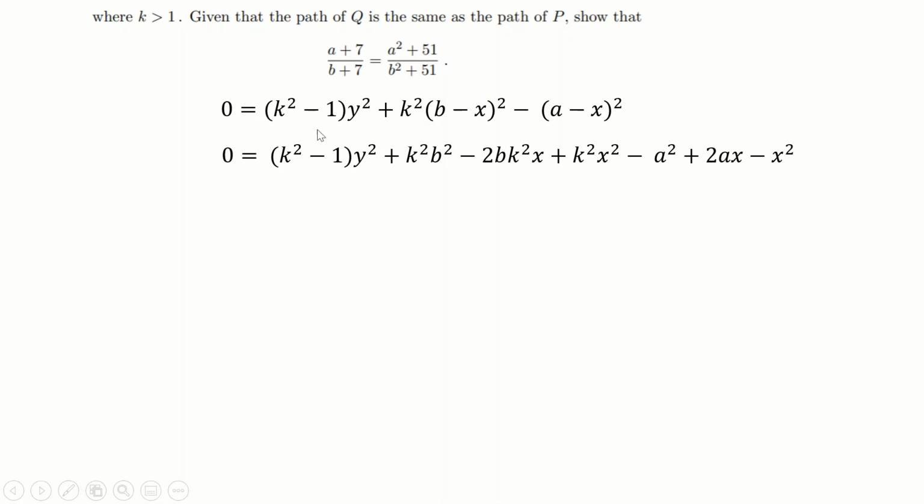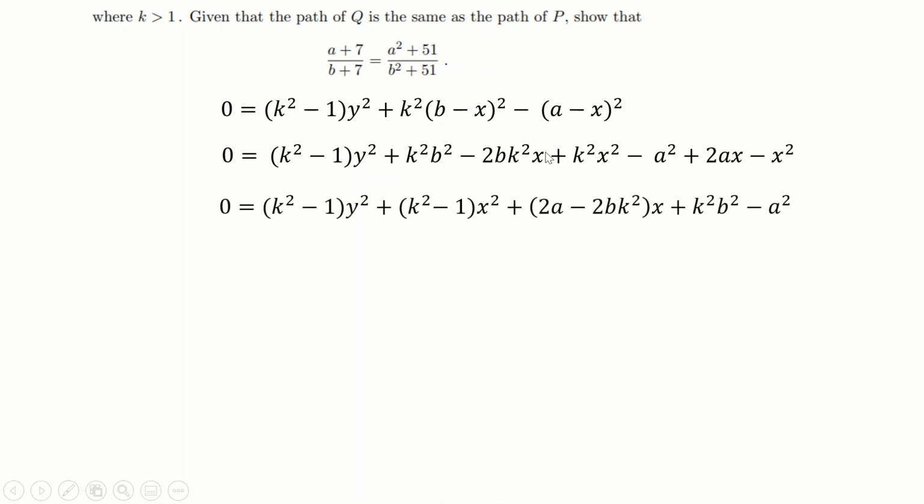And now I'm going to do the same thing I did with this y squared, but I'm just going to collapse the x squared terms and the x terms together a bit. So I end up with k squared minus 1 x squared in total, and for the x's, I end up with 2a minus 2b k squared. And then the constants just go over here as well. So I've got my y squared term here, my x squared term, my x term, and my constant term. Okay, all equal to 0.